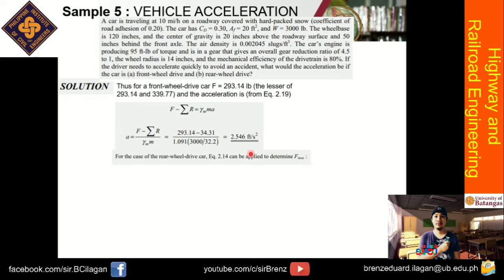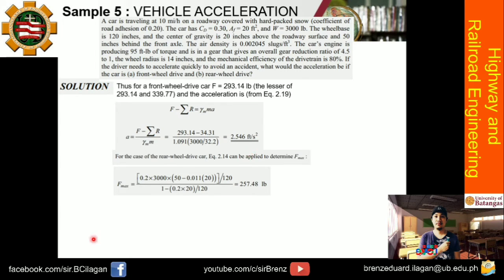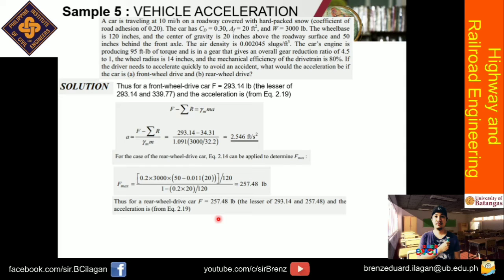And for the case of the rear-wheel drive car, equation 2.14 can be applied to determine the F max. So substitute mo lang value to find the F max considering a rear-wheel drive. So 0.2 times 3000 times 50 minus 0.011 times 20 over 120, over 1 minus 0.2 times 20 over 120. So the answer is 257.48. And that's for a rear-wheel drive car, so 257.48.